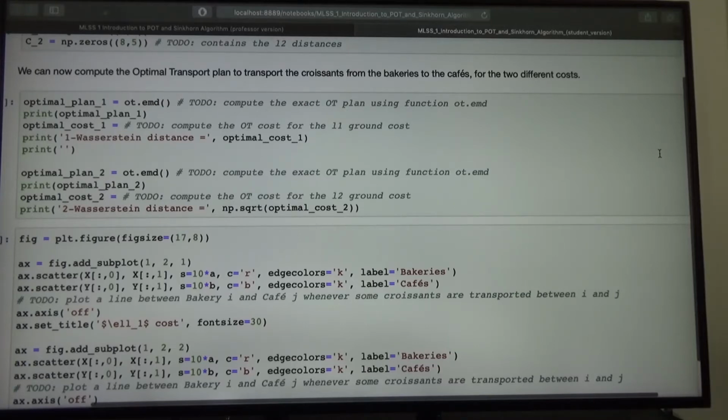Okay, so you do your double loop, you just compute the cost matrix, that is the distance between the cafés and the bakeries, and then you just call this function ot.emd that will compute the optimal solution, that is the optimal transportation matrix.